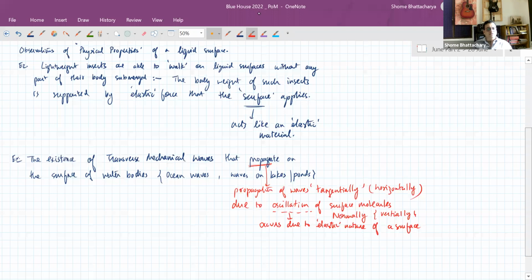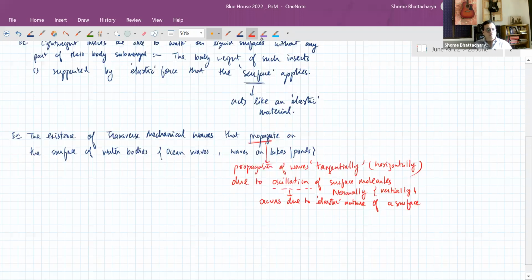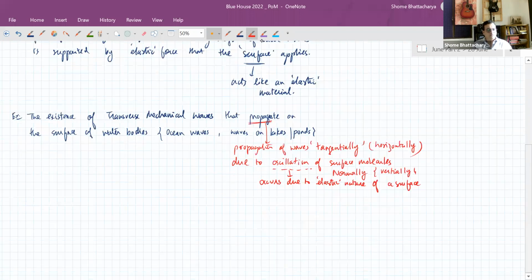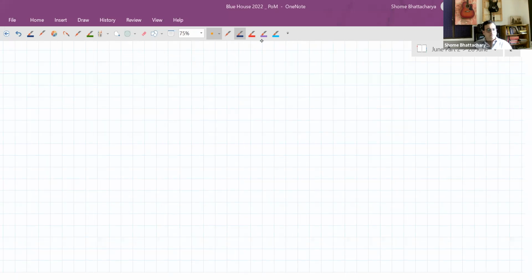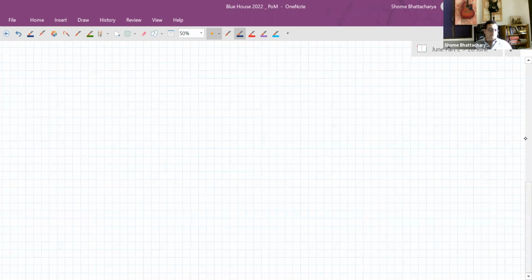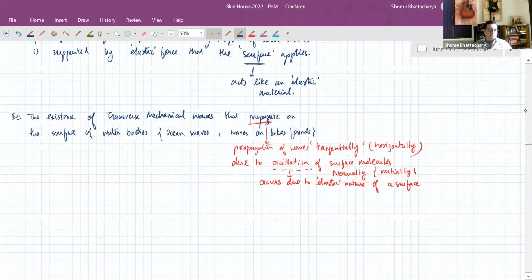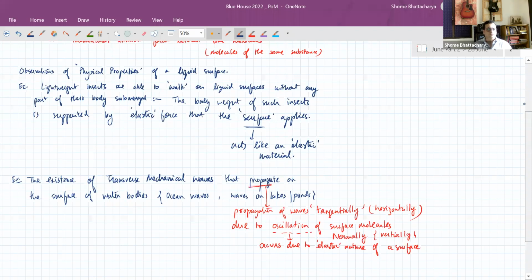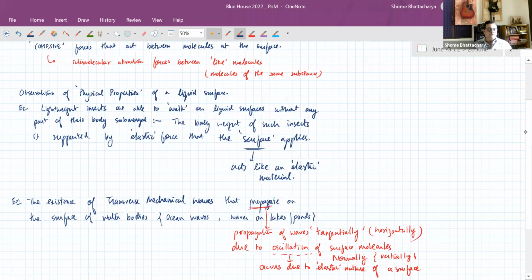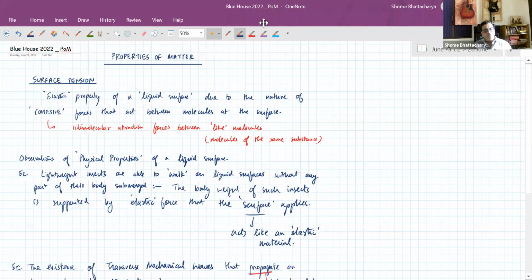Okay, so let us understand the, yeah, we will discuss Poisson's ratio also. Okay, so I'm just showing the notes from the beginning once.